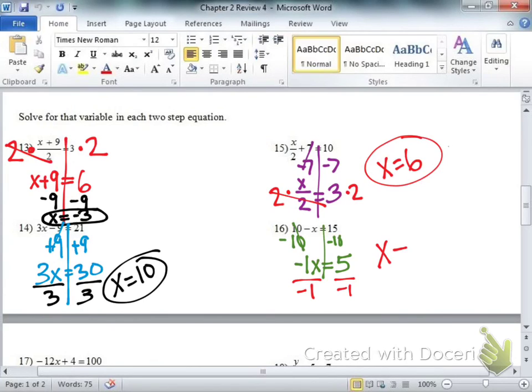That's a very tricky problem. This would be a really nice one to plug back in and check, because 10 minus negative 5 is like 10 plus 5, and that does match up with the 15, so you know you're good.